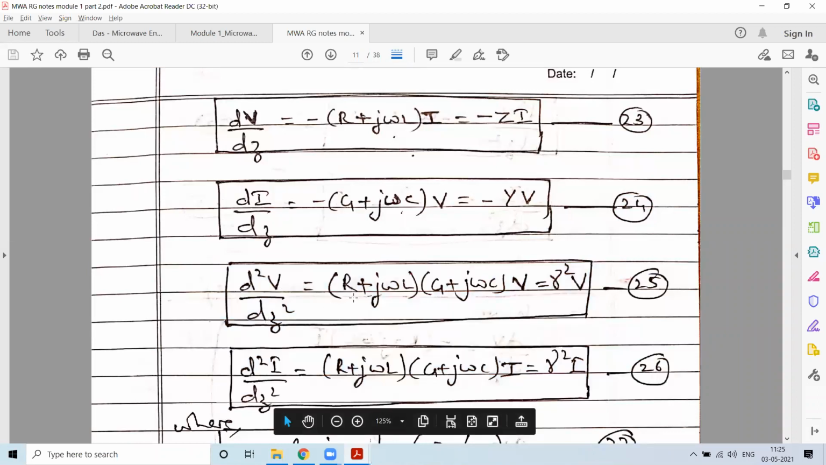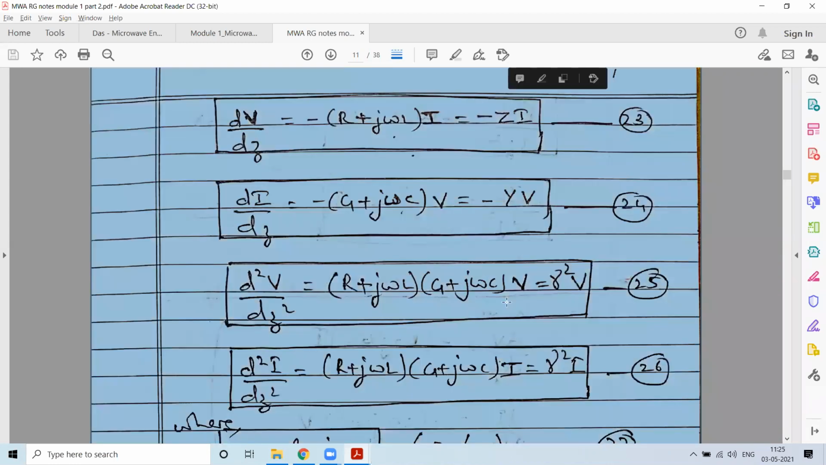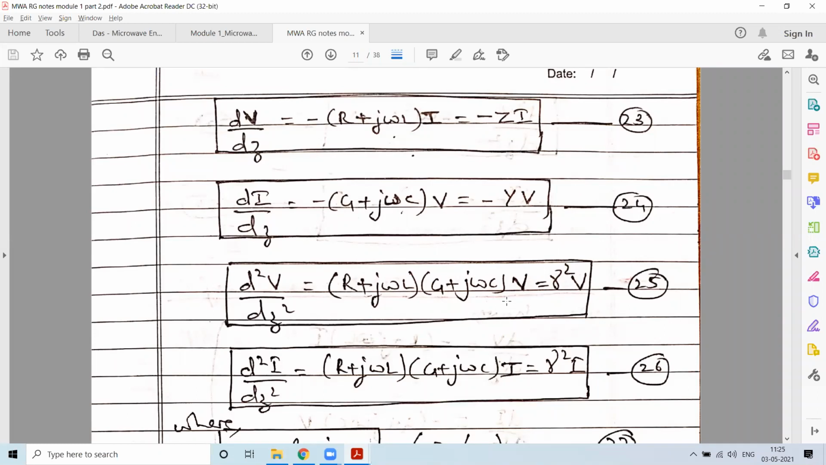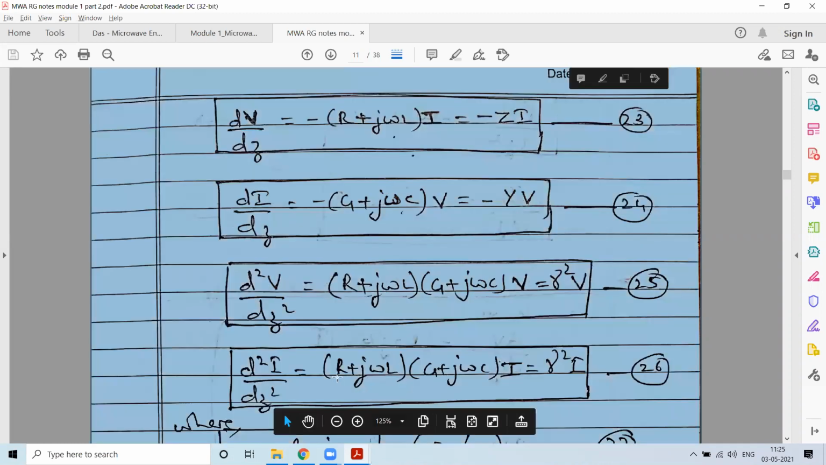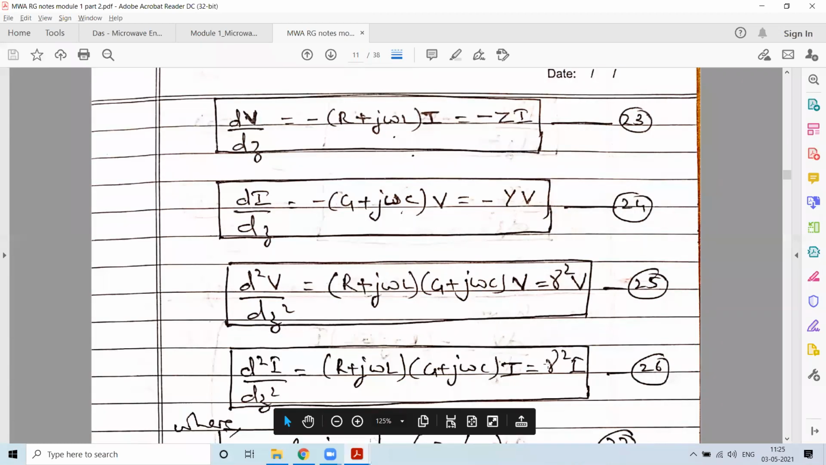d square V by dz square is equal to (r plus j omega l) into (g plus j omega c) into V. So this is nothing but Z into Y into V. Z into Y is represented as gamma square, where gamma is termed as the propagation constant. Similarly, we have d square I by dz square, which is equal to (r plus j omega l) into (g plus j omega c) into I, which is gamma square into I. So again, this is Z into Y into I, and Z into Y is represented with gamma square.